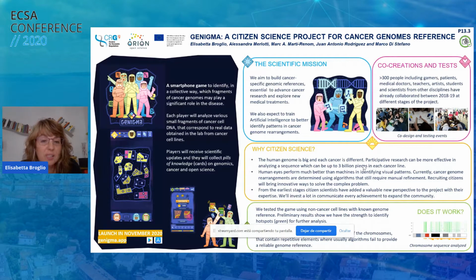We organized a committee with the profiles of different kinds of citizens to work on the communication and engagement plan for the community. Our first test in the game, using non-cancer cell lines whose genome we know, gave some very nice preliminary results. We show that we have the strength to identify nice hotspots, and the citizens can, better than machines, identify a zone that contains repetitive elements that algorithms fail to solve.